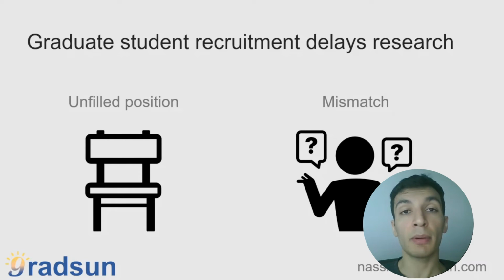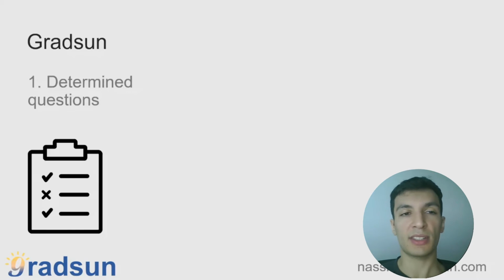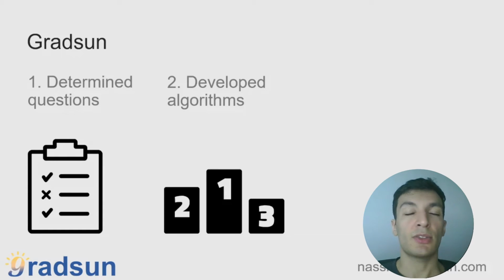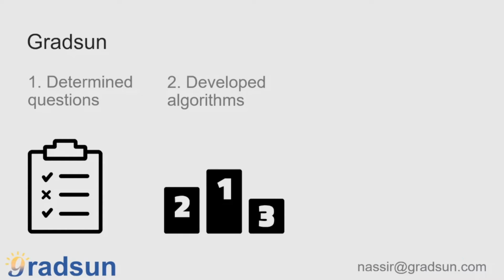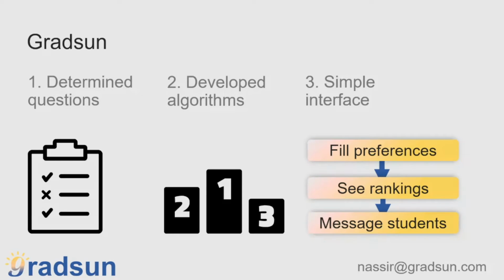And we at Gradsun want to prevent those mismatches and improve the graduate student recruitment process, both for the students and supervisors. To do that, we determine the questions that students care about, developed algorithms for students and supervisors to rank one another based on similarities, and then we put them in an easy to use interface, which is Gradsun. So let's go through these one by one.